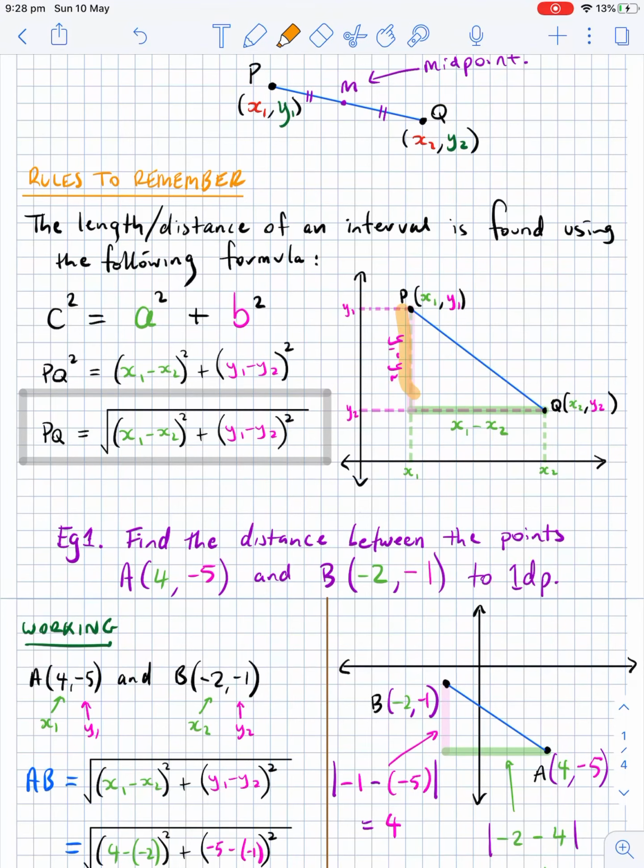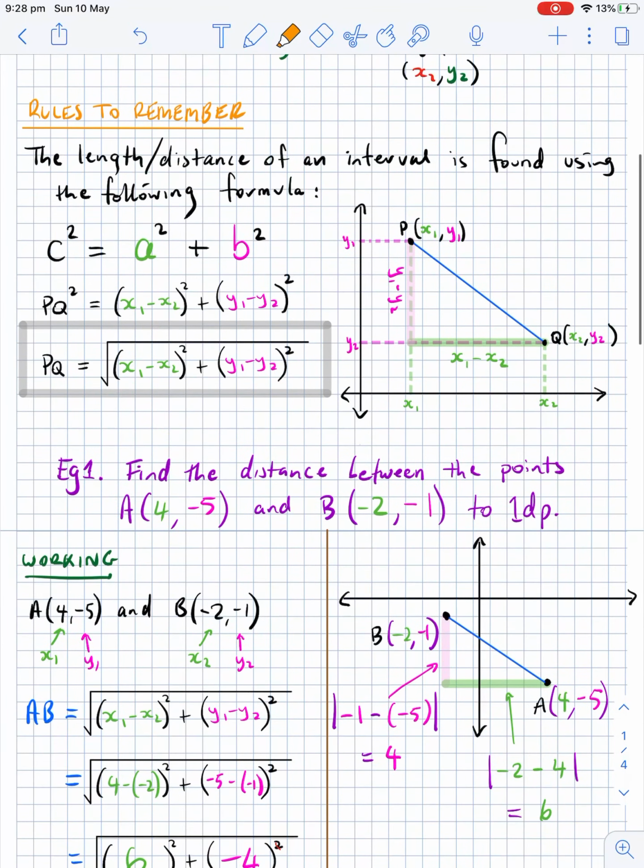We pretty much get these lengths, and this is what we're going to put into Pythagoras' theorem. So A changes to this length, B changes to this length here, and then lastly, to figure out what the length PQ is, we need to take the square root of all this stuff. So we're literally square rooting all this. If you put this whole thing into a calculator, when you know your values of x1 and y1, etc., you'll get the length of your interval.